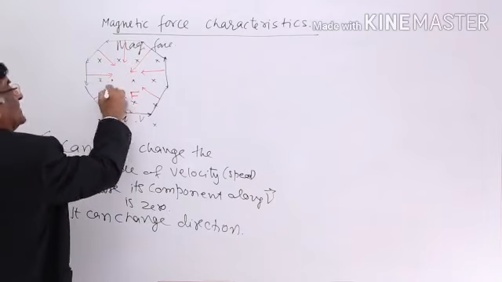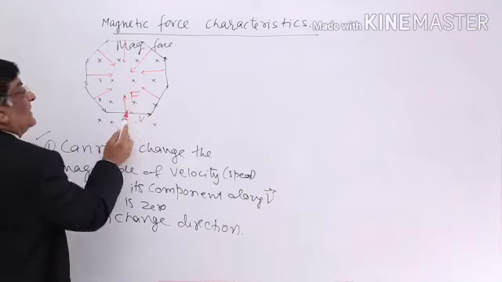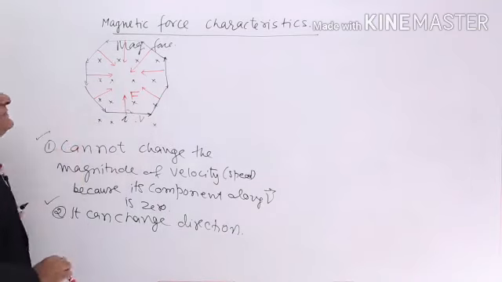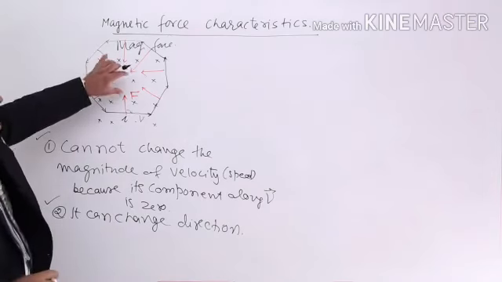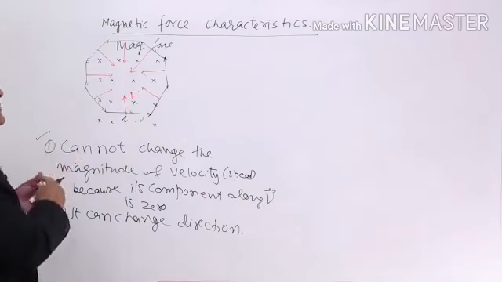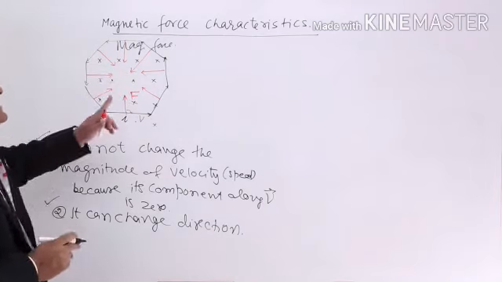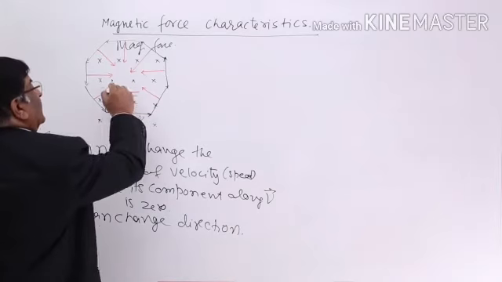So the force is also changing its direction. Here the force is here. Here the force is here. Here, here. So this is magnetic force. The direction of B is constant. That is there. Now, what happens in an electric field? This is what we have seen.